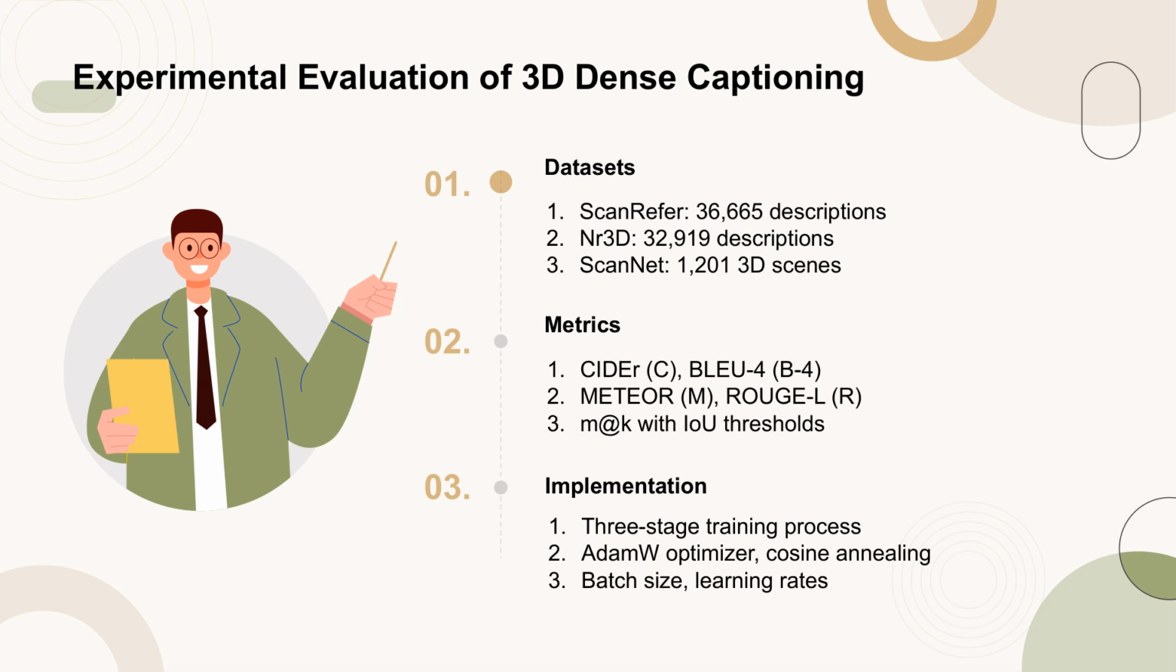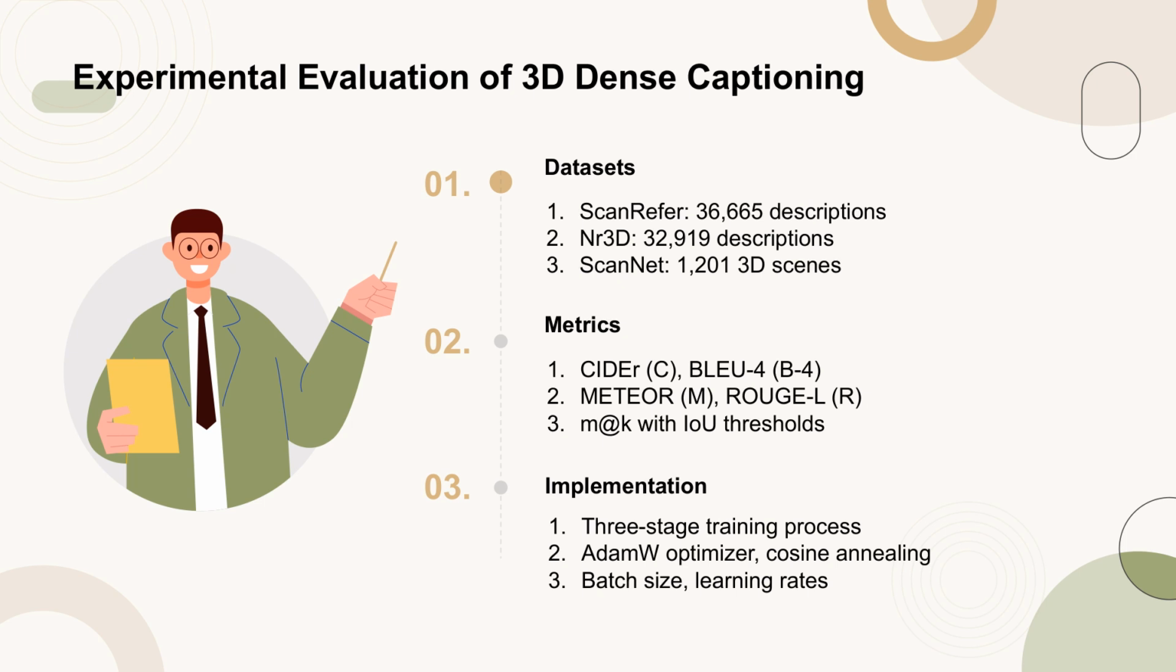We leverage two benchmark datasets, ScanRefer and NR3D. ScanRefer contains 36,665 descriptions covering 7,875 objects within 562 scenes, while NR3D has 32,919 descriptions for 4,664 objects across 511 scenes. Both datasets are sourced from the ScanNet database, which includes 1,201 3D scenes.